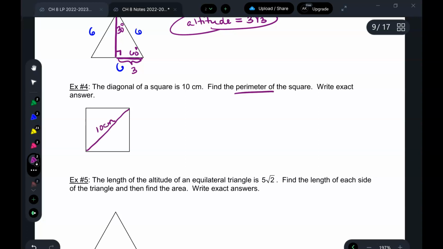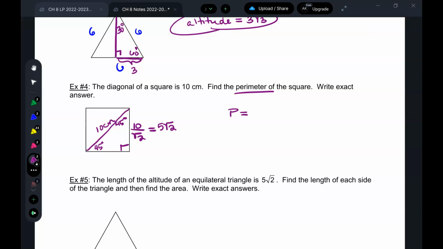Okay, the diagonal of a square is 10 centimeters. We want to find the perimeter, and we want to write it in exact form. So this is a 45, 45, 90. So how do I find the sides of the square? If I have the hypotenuse, how do I find the leg? Divide by root 2. So we're going to take 10 divided by root 2, and that's going to end up giving us 5 root 2. Good.